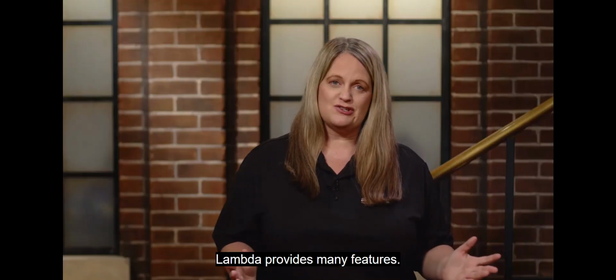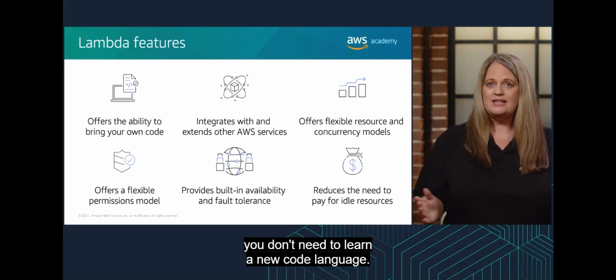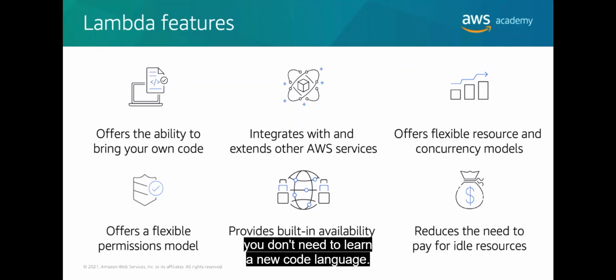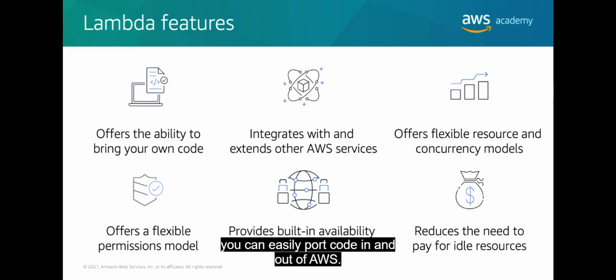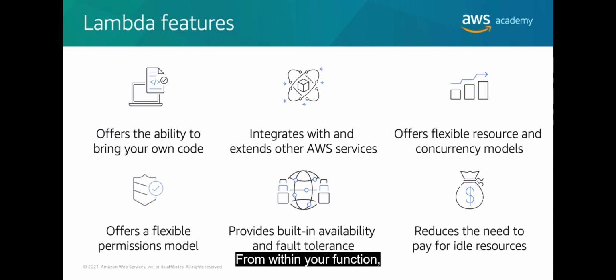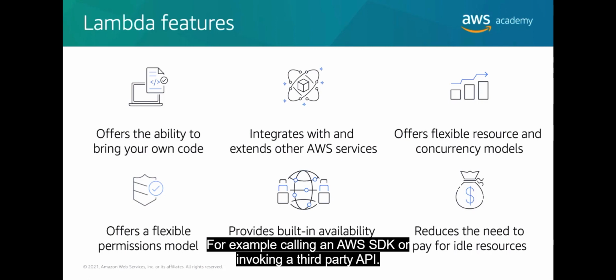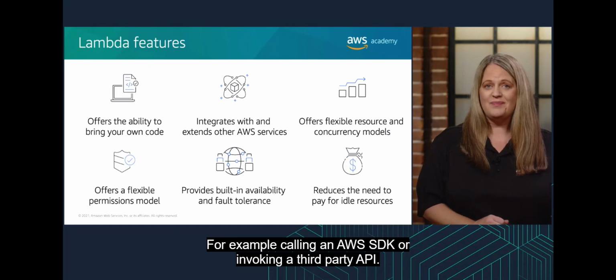Lambda provides many features. First, it offers the ability to bring your own code. You don't need to learn a new code language. In addition, development in Lambda is not tightly coupled to AWS, so you can easily port code in and out of AWS. Second, Lambda integrates with and extends other AWS services. From within your function, you can do anything that traditional applications can do. For example, calling an AWS SDK or invoking a third-party API.